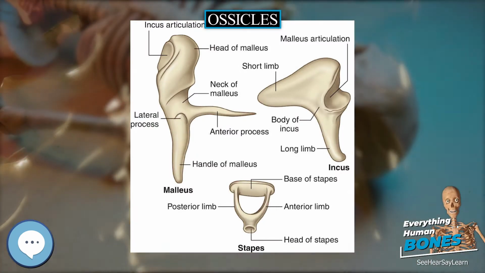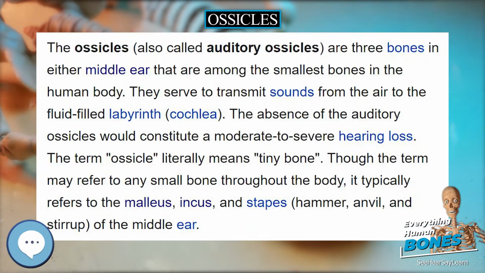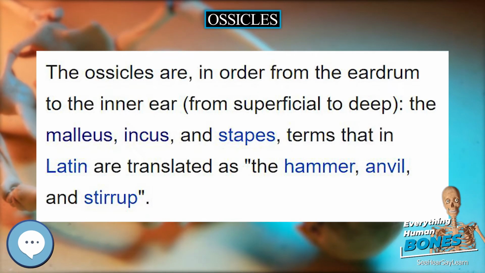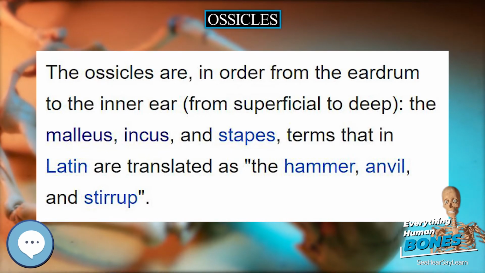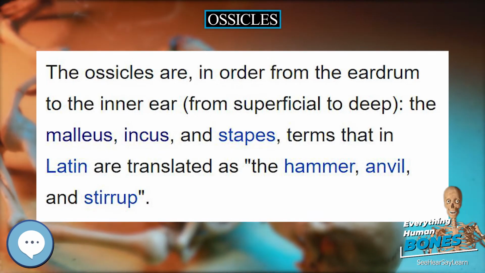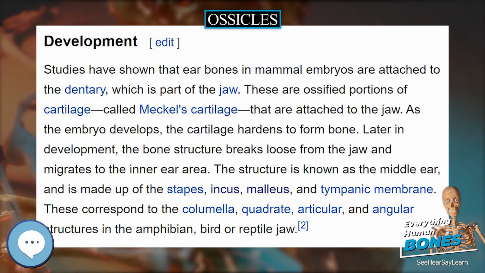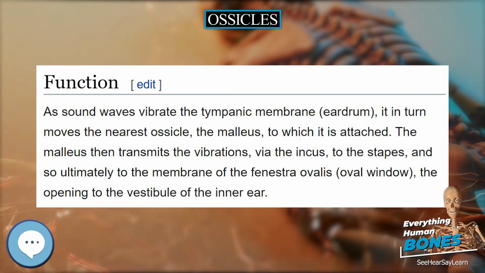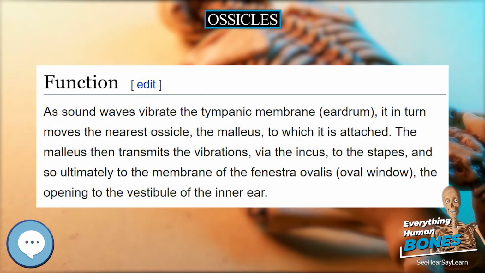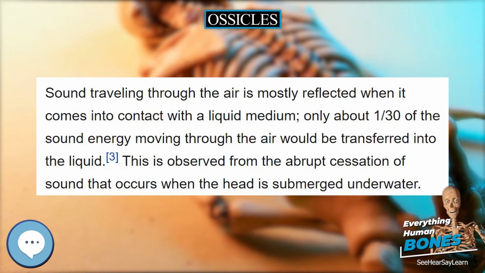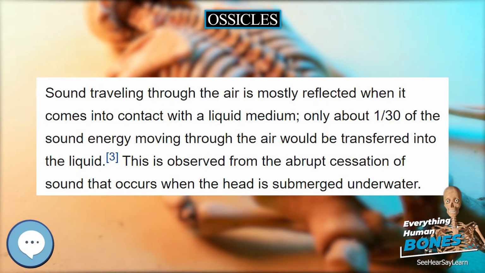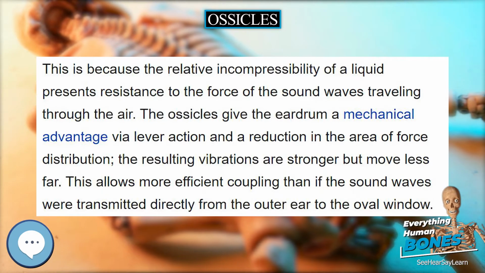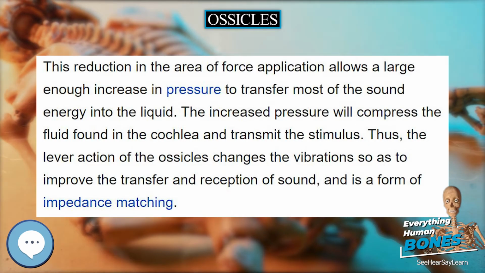Development. Studies have shown that ear bones in mammal embryos are attached to the dentary, which is part of the jaw. These are ossified portions of cartilage, called Meckel's cartilage, that are attached to the jaw. As the embryo develops, the cartilage hardens to form bone. Later in development, the bone structure breaks loose from the jaw and migrates to the inner ear area. The structure is known as the middle ear, and is made up of the stapes, incus, malleus, and tympanic membrane. These correspond to the columella, quadrate, articular, and angular structures in the amphibian, bird or reptile jaw.